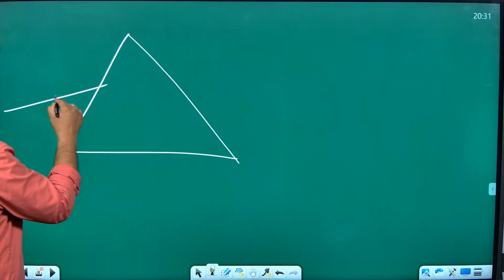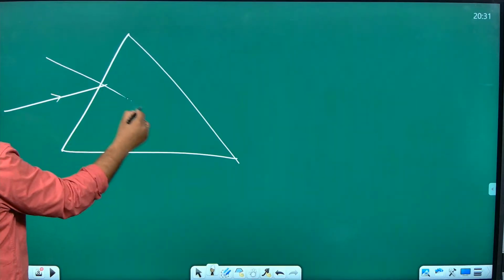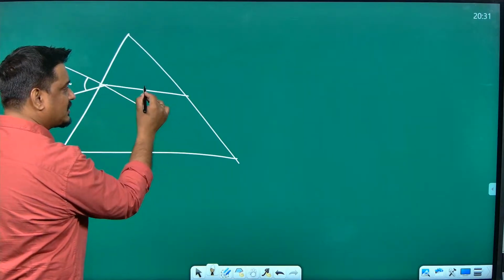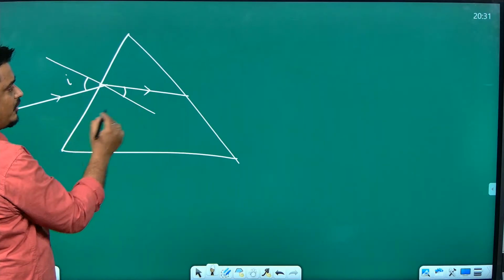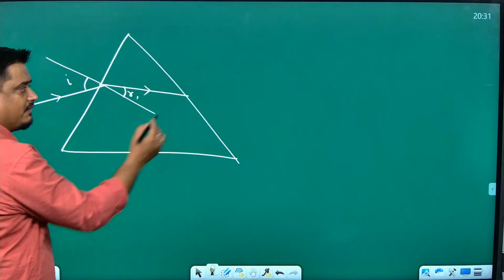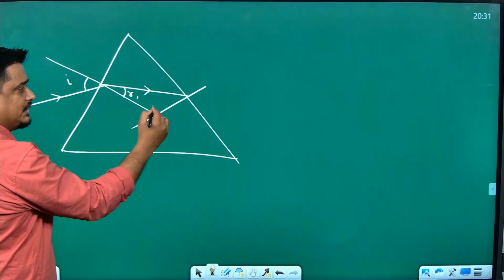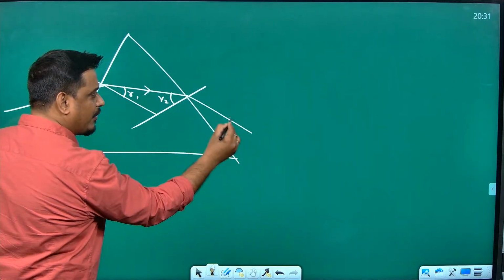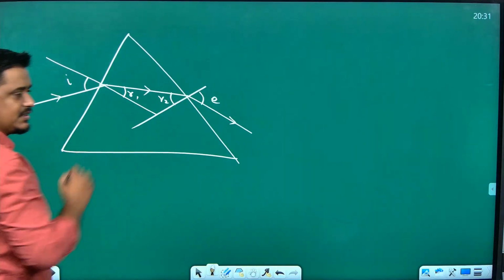So this is the angle of incidence. First step is drawing the normal. I am drawing angle of incidence. Then I am drawing the first refraction. This will be angle of refraction 1. Once again I am drawing the normal. This will be angle of refraction 2, and now the ray will come out, this will be angle of emergence.